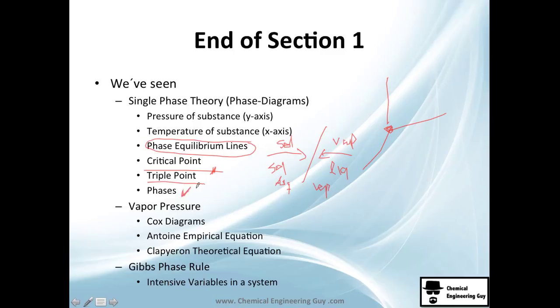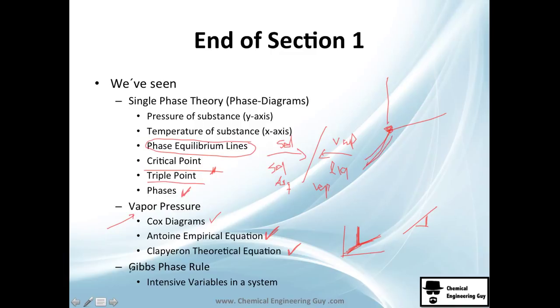And of course, what's a phase? Now, we've seen also a little bit about vapor pressure, which is the measurement of volatility, and we've seen how to calculate it with Cox's diagram, which is very, very easy. The Antoine empirical equation, which is pretty accurate, and the Clapeyron theoretical equation. I like it because the name says it is a theoretical approach. It's kind of okay. The Antoine equation is better, but it makes you understand why we are getting these equilibrium lines as straight lines.